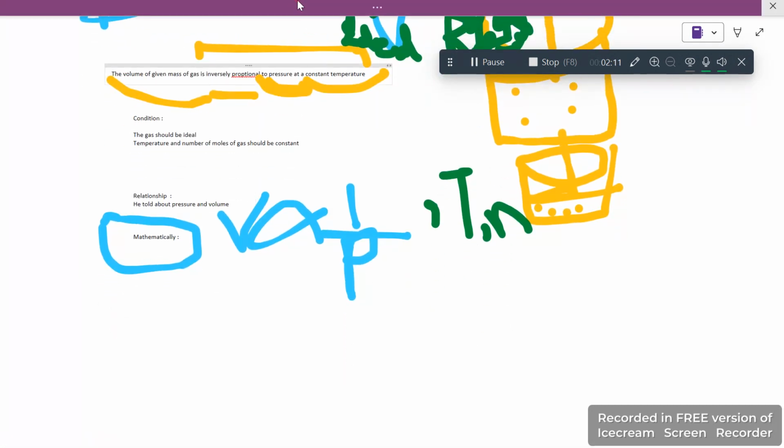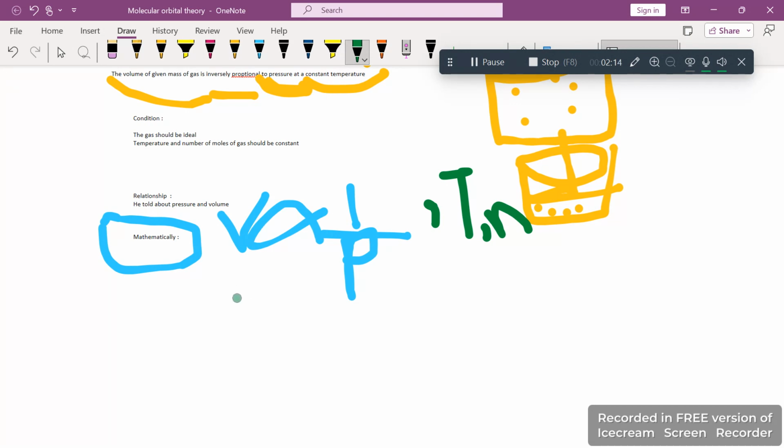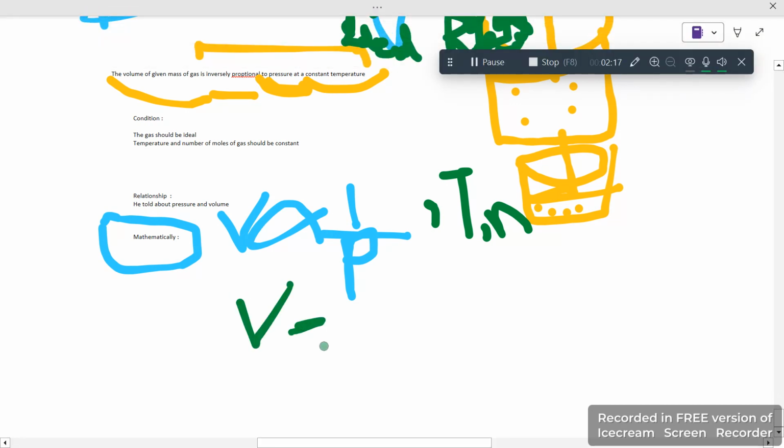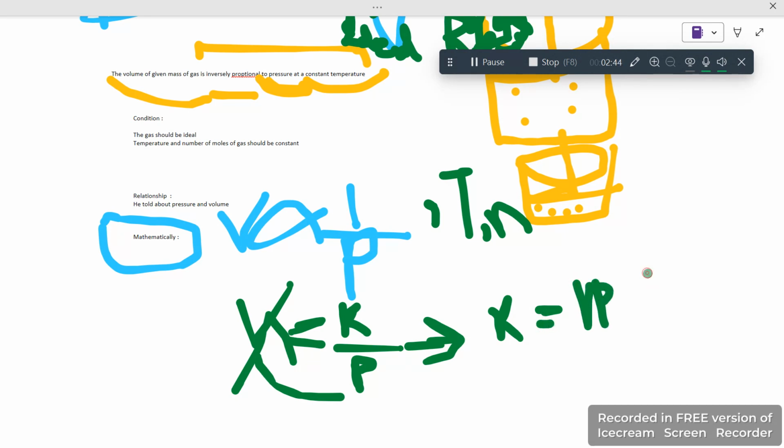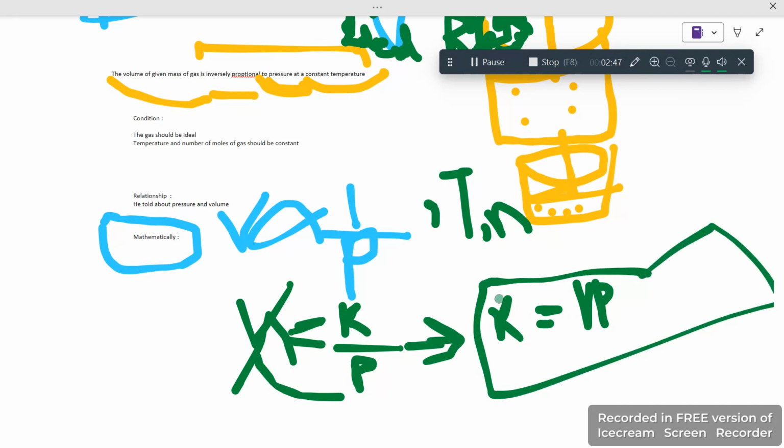So this is proportional, and we know when we remove the proportionality sign, we add a constant k. So V equals k upon P. Here it's dividing, so it will be multiplied, and now you will get k equal to V multiplied by P. So this will be the condition: k equals VP.